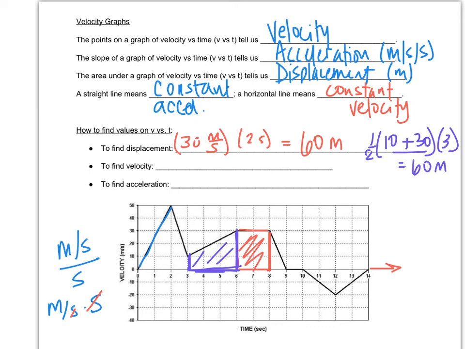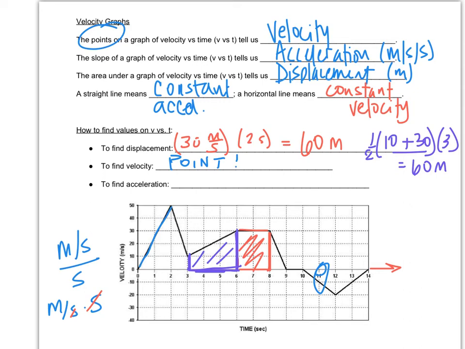All right, to find the velocity for a particular section, I'm just looking at a point. That's what points on this graph tell me. So if it said, what's the velocity at 11 seconds? Okay, so I would look here, and I would say that the velocity is -10 meters per second. So look at the point value on the graph.